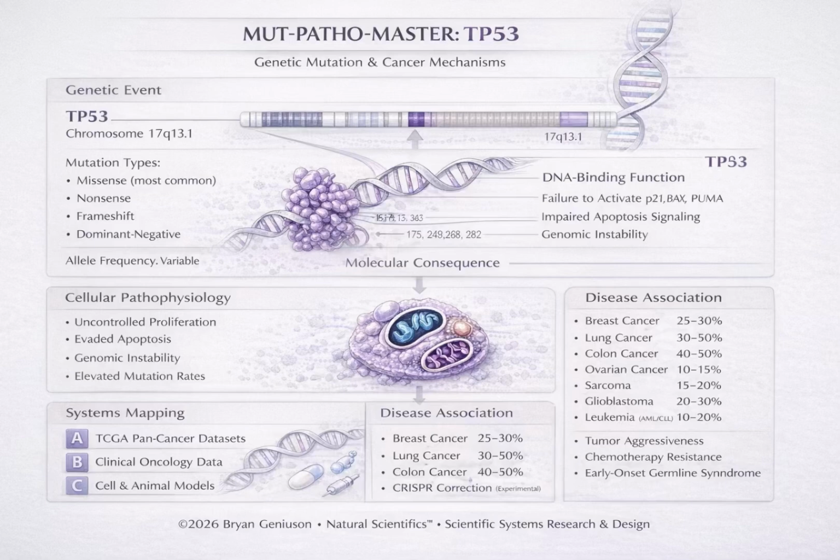TP53 provides a foundational example of how a single genetic alteration can propagate from molecular disruption to cellular dysfunction, tissue instability, and systemic disease. Understanding this cascade enhances precision medicine, mechanism-based therapeutic design, translational oncology strategy, and genomic disease modeling.